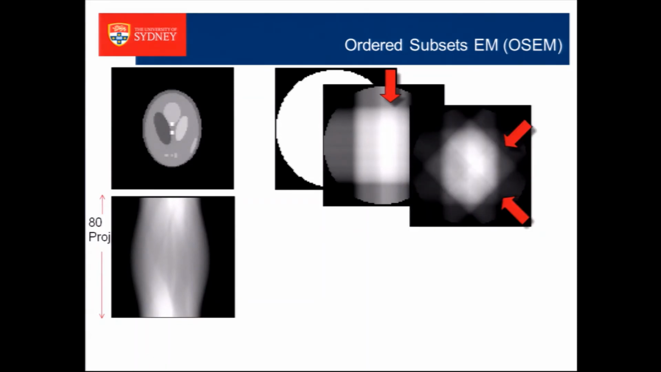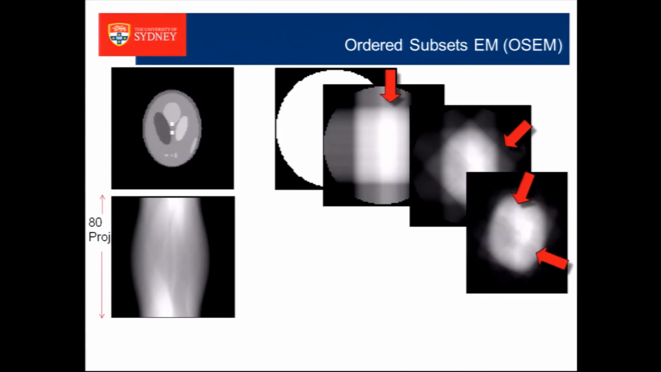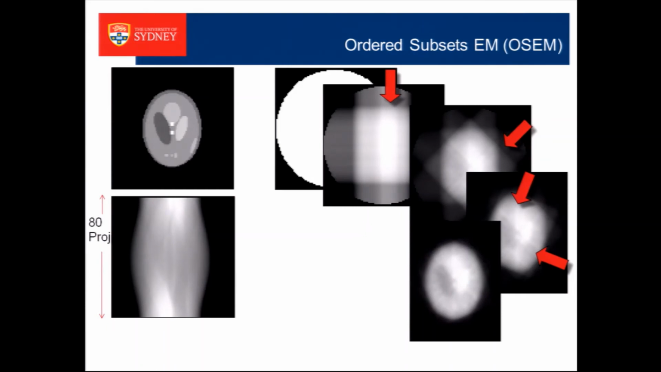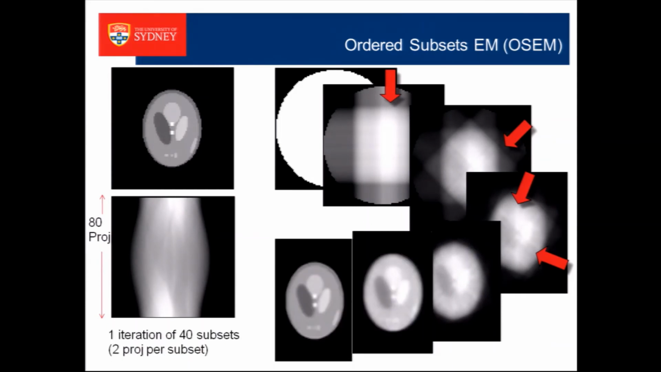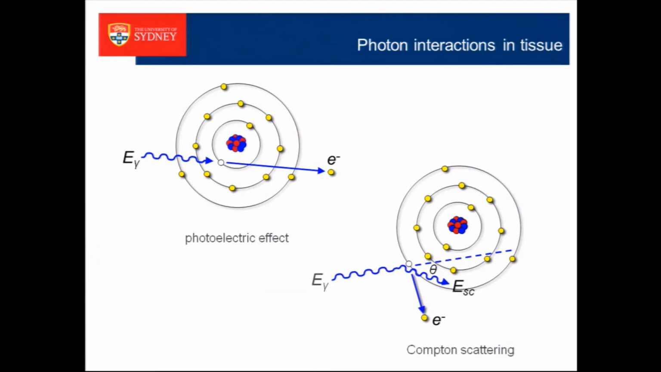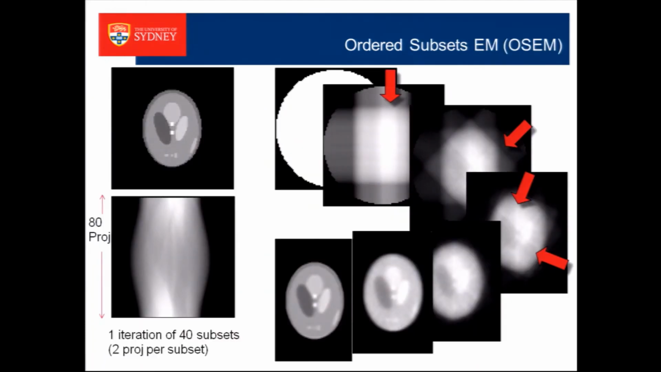and as each of these sub-iterations is performed using the same algorithm but less data, the reconstruction gradually improves until at the end of processing all of the projections once, we have this reconstruction here.